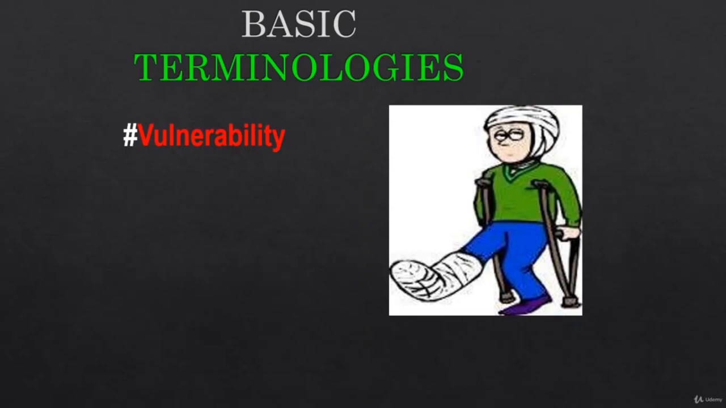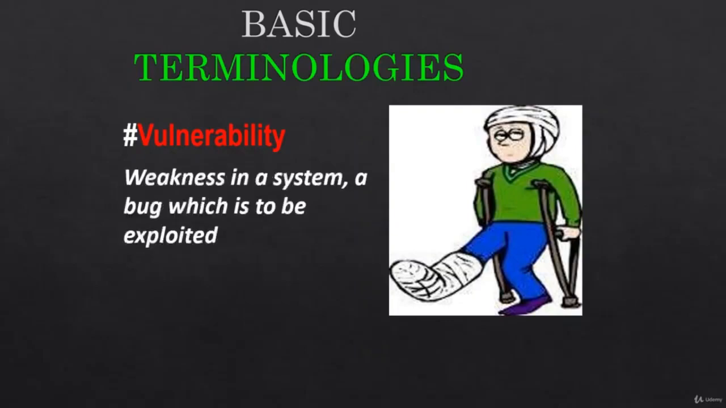Now, in this frame, vulnerabilities are also known as attack surface. So in simple terms, we can say a vulnerability is a weakness in a system, a bug which is to be exploited.